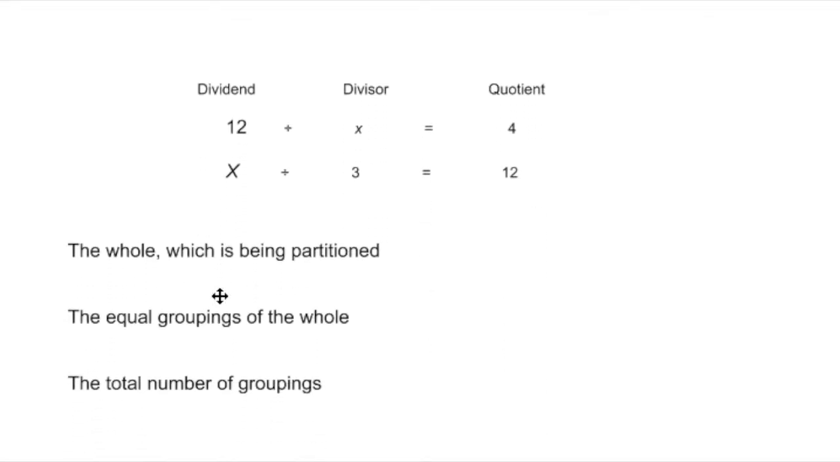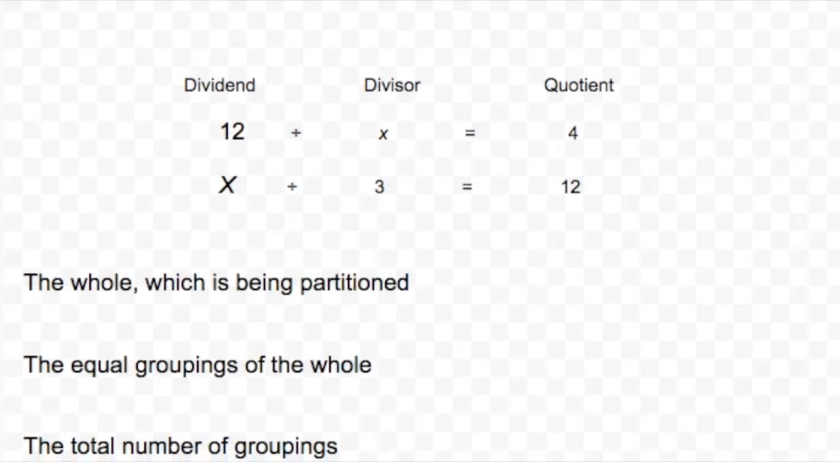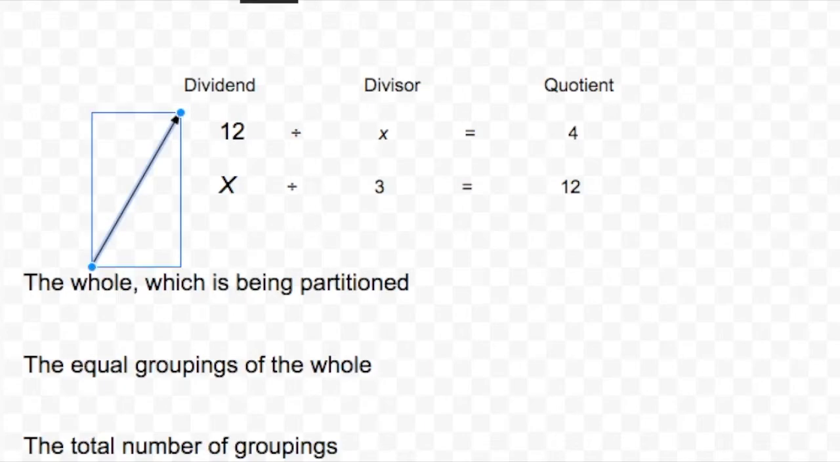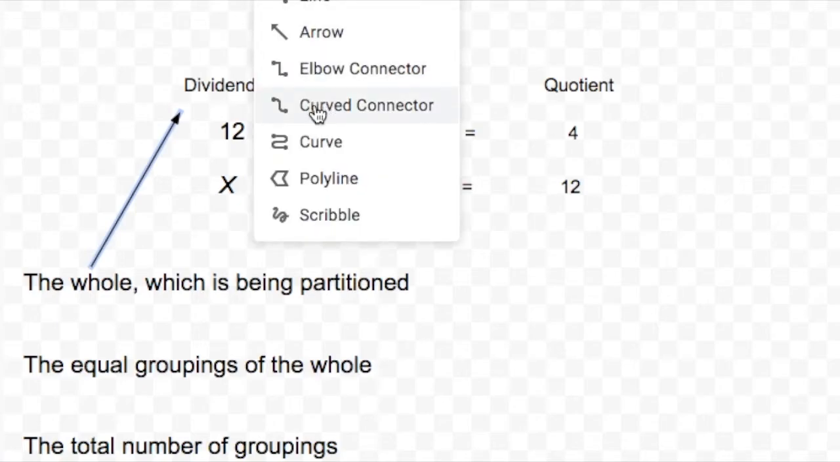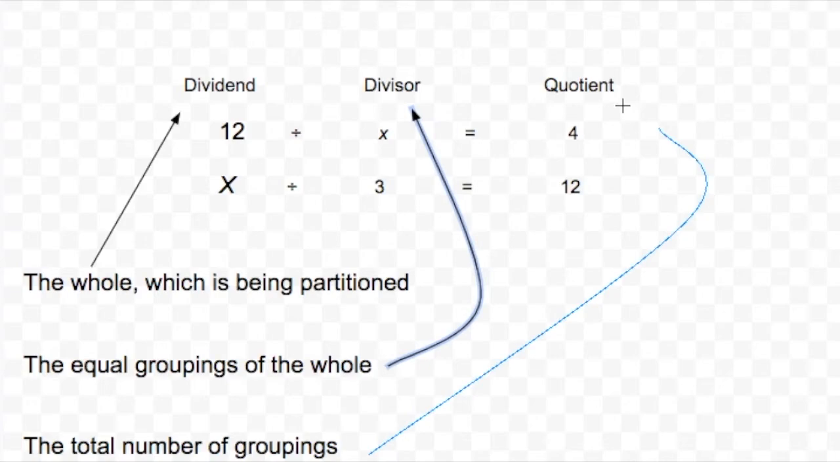Now, let's take a look at the different parts of a division problem again, because I was using some words that you might have forgotten. Dividends, divisors, and quotients are all part of a division problem. The dividend is the whole. This is the part that's being partitioned. It's your group of apples. It's your number of people in a crowd. The divisor is the equal groupings of the whole, so what we're going to break this larger number into. And your quotient is the total number of groupings, so how many groups you're going to have at the end.